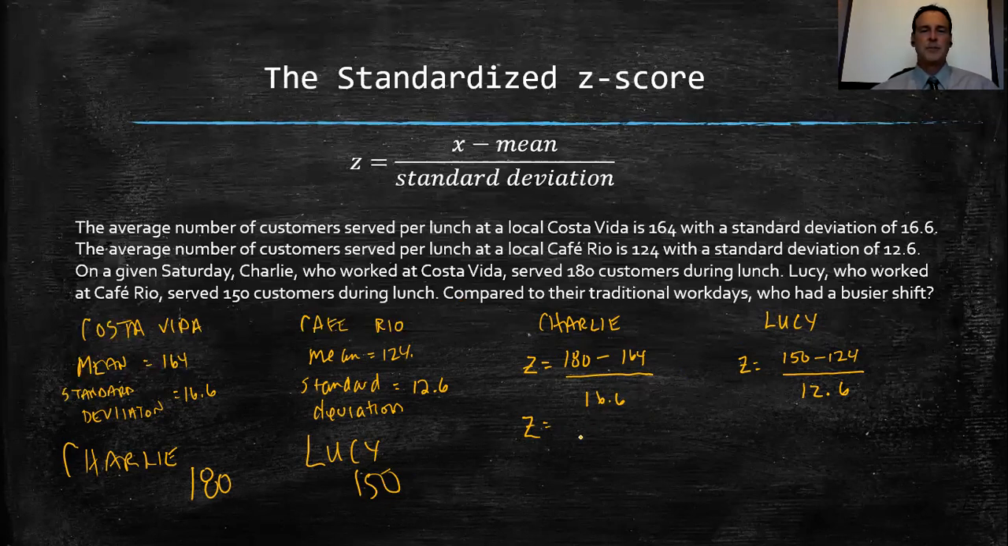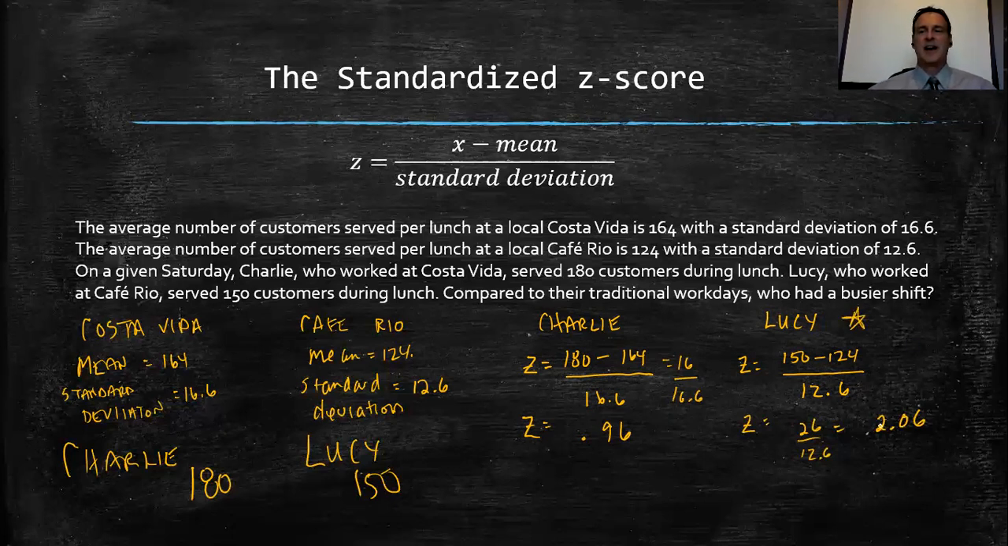When you do the math and all the work, the subtraction and division, you'll find that Charlie gets 16 over 16.6, which is 0.96. And for Lucy, it looks like 26 over 12.6, which turns out to be 2.06. Now based off these results, you're kind of done. If I asked at this point who had the busier day, you would say Lucy, at least compared to what she's used to.